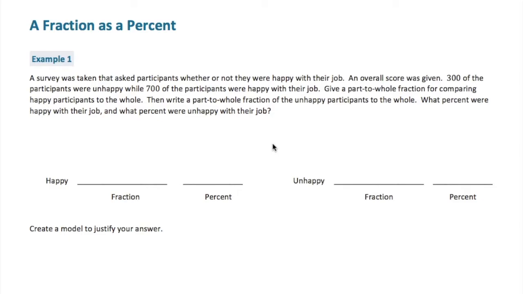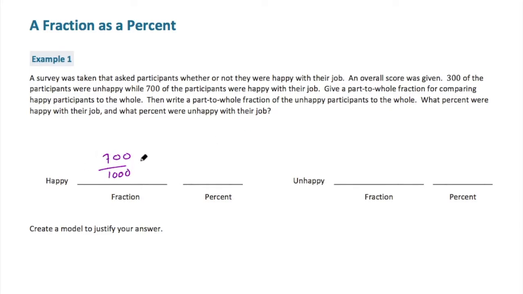In this lesson, I'm going to be looking at fractions as a percent. Example 1 says, a survey was taken that asked participants whether or not they were happy or unhappy with their job. An overall score was given. 300 of the participants were unhappy, while 700 of the participants were happy. Give a part-to-whole fraction for comparing happy participants to unhappy participants.